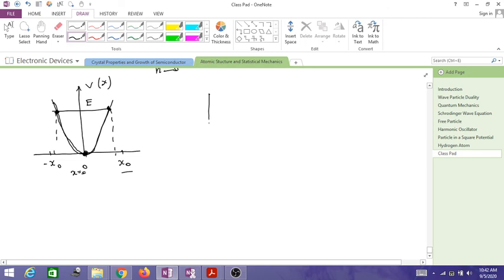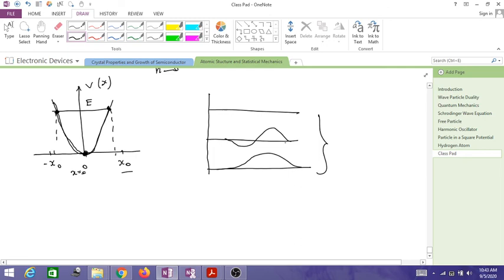Whereas that is not true in case of quantum mechanics, because quantum mechanics has wave-like motion. So like this, and then with the other energy states, which is like this, and then for higher energy states we have the oscillations. So these are the harmonic oscillations which are generated in quantum mechanics.